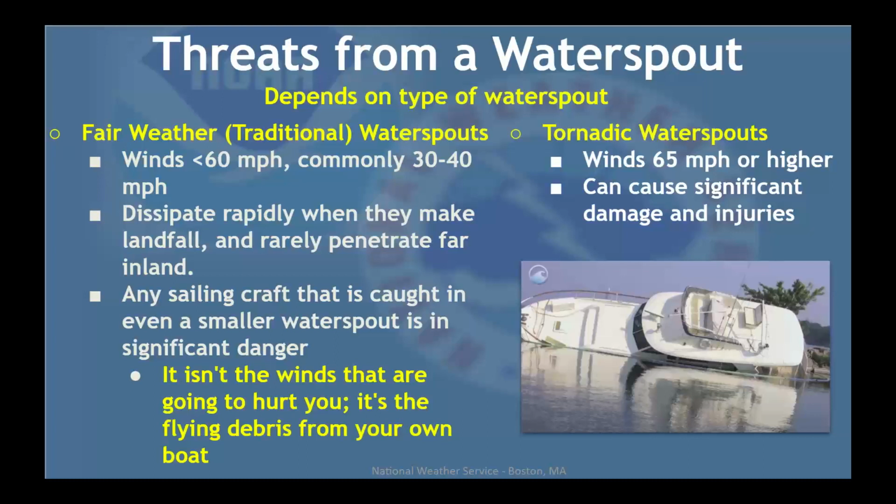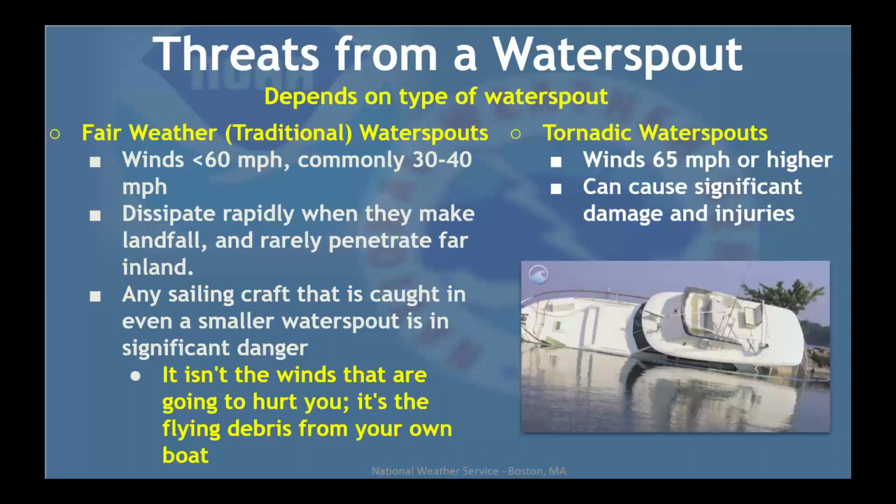They will dissipate rapidly when they make landfall, and because of that, they rarely penetrate very far inland, so they're not often a threat at all to inland areas. But they could still be a threat to any sailing craft or any mariners on the water that are caught, especially in a smaller boat. Even a smaller waterspout can do some significant damage to a boat.